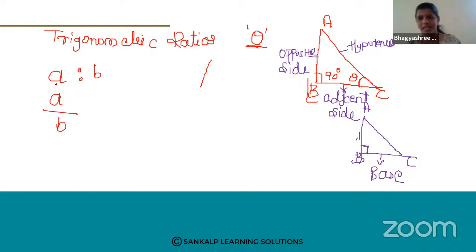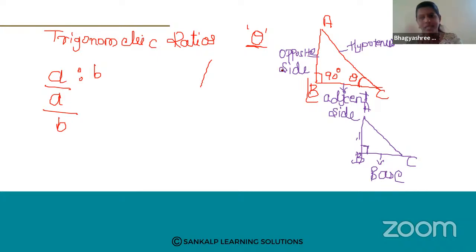A divided by B, you write like that, right? So A is one quantity and B is one quantity. Here quantity means it is a side. So now we are comparing sides. How many sides are there? 3 sides are there. If we take 2 sides, for example, if I take opposite side and hypotenuse.